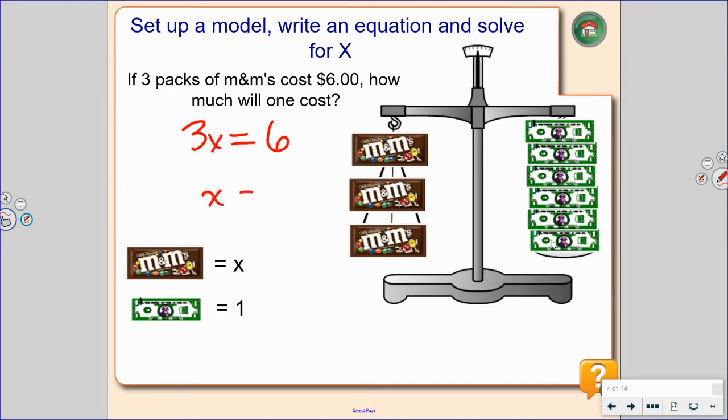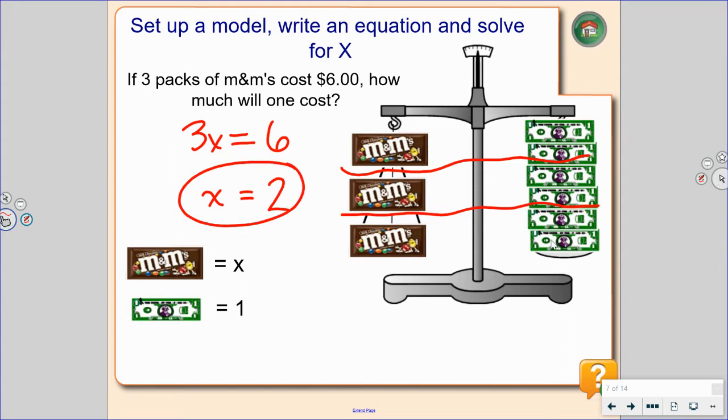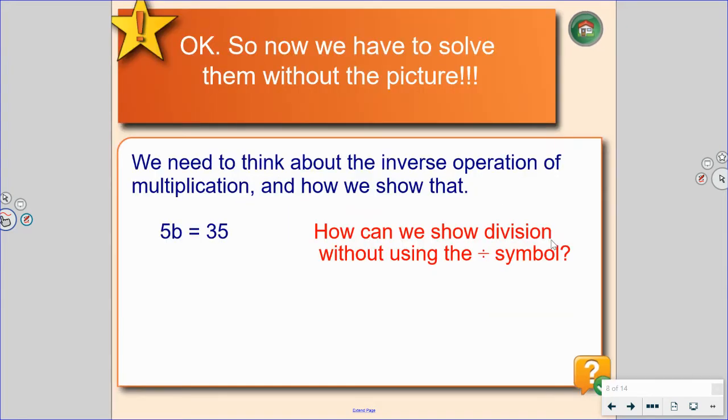But we want to know what 1x is. So with your number sense, simply split it up. Assign $2 to each package of M&Ms. Now that's what happens when we draw a model, but we eventually want to be able to work that out without drawing. So how can we show division? Think about it. How can we show solving this equation without drawing a model?